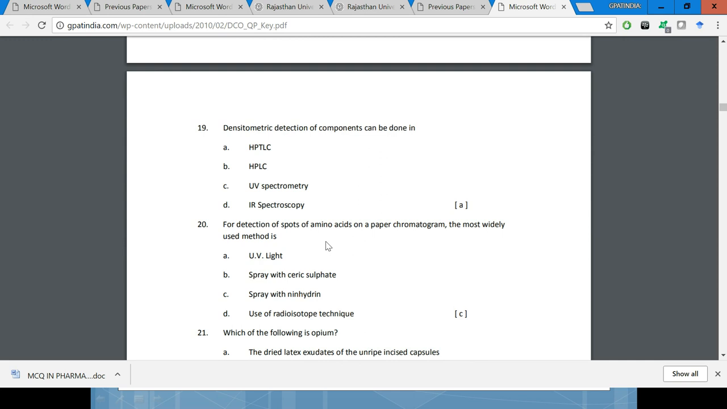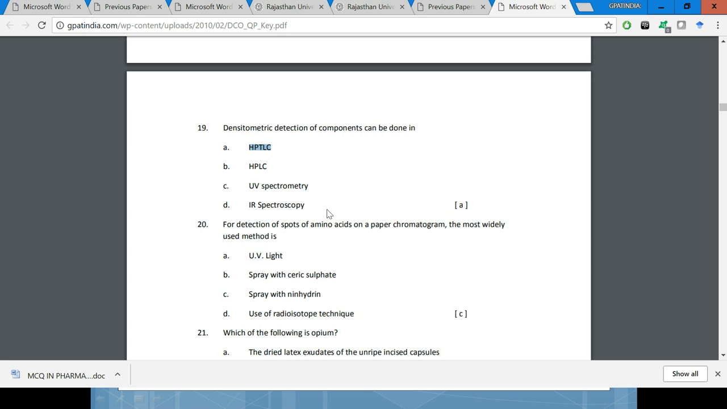19th, densitometric detection of a component can be done by HPTLC. HPTLC, the high performance thin layer chromatography, has a densitometric camera which measures the concentration on the basis of peak density of the color.